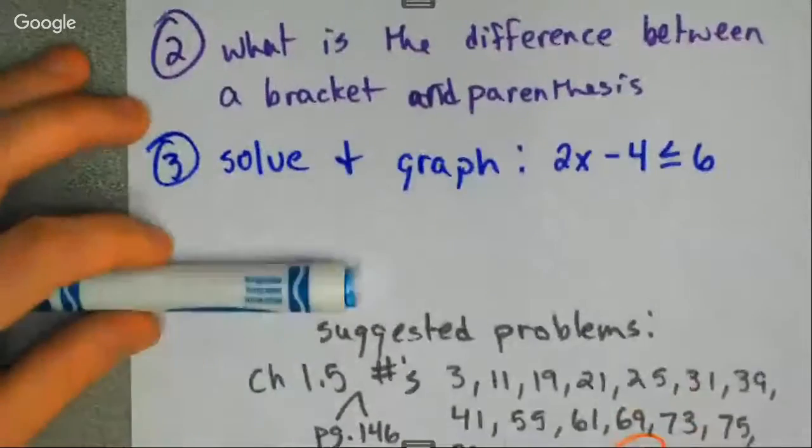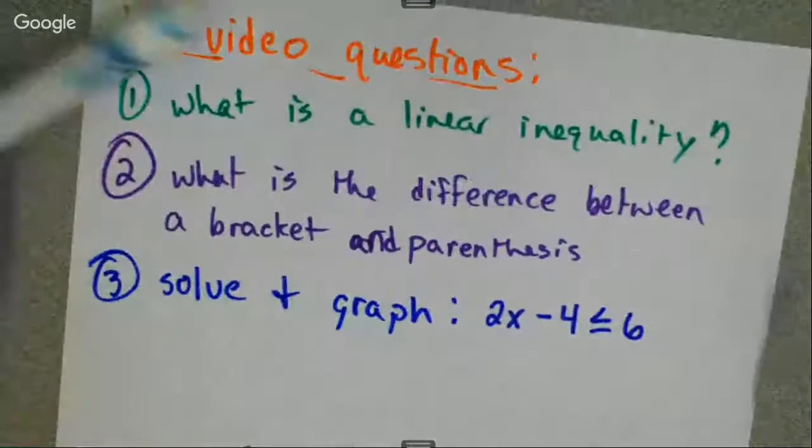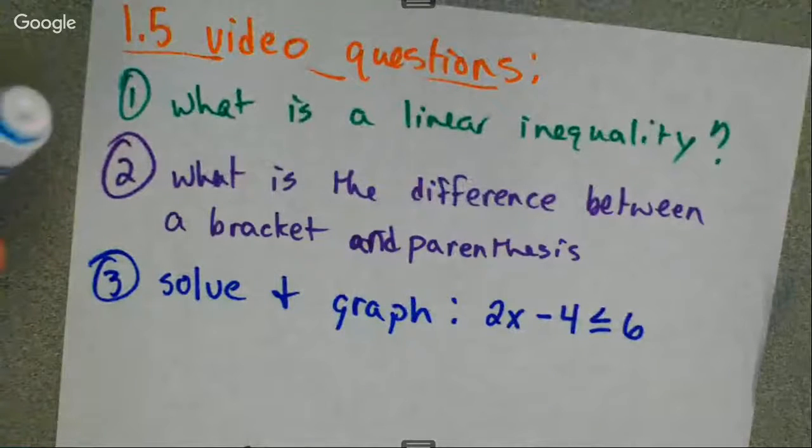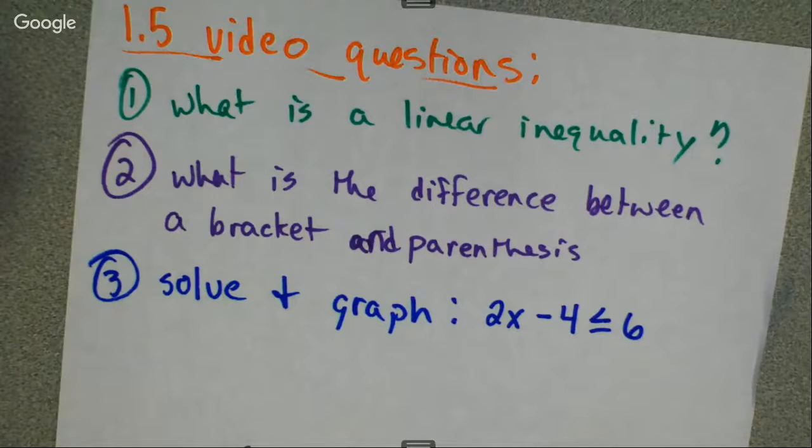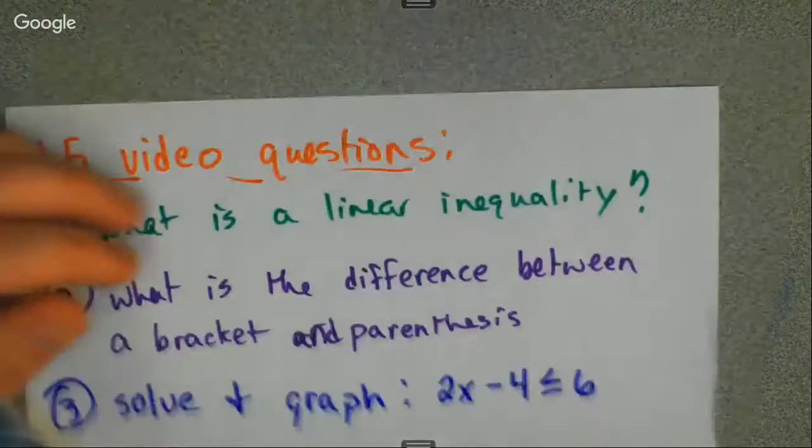So before I finish up here, here's some questions. Here, inequality. What is the difference between a bracket and a parenthesis? And then I want you to solve and graph 2x minus 4 less than or equal to 6.